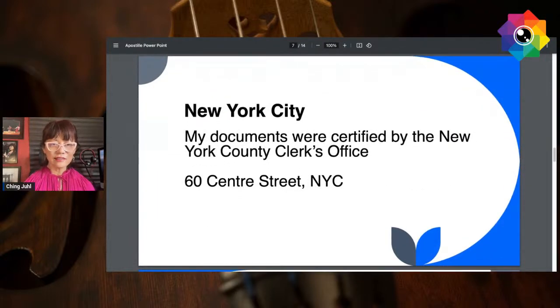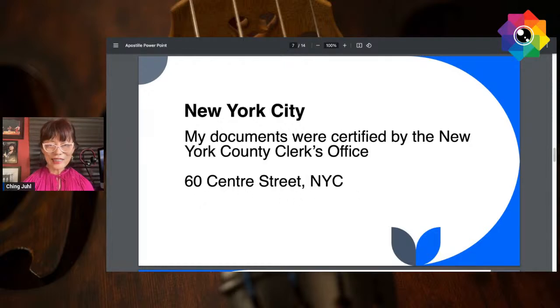New York City. If you're a New York City resident, if you're a Manhattan resident, then your work will be certified by the New York County Clerk's Office, which is at 60 Central Street, New York City.